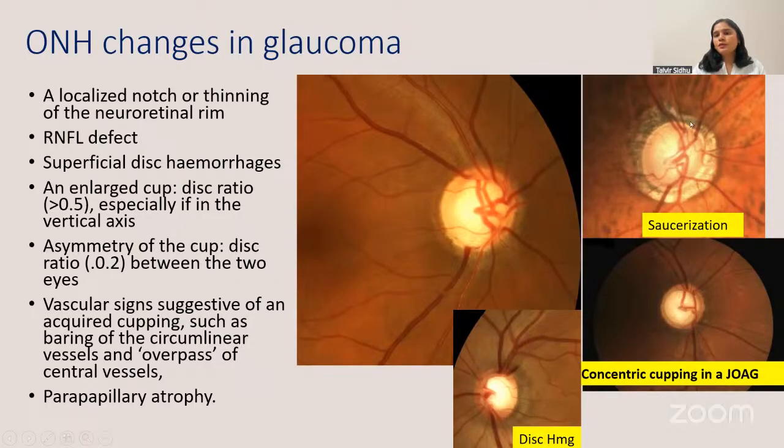In high myopes, there can be saucerization of the cup like this. It can look like a shallow saucer. In juvenile open-angle glaucomas or congenital glaucomas, there can be a concentric cupping of the optic disc rather than a notch.